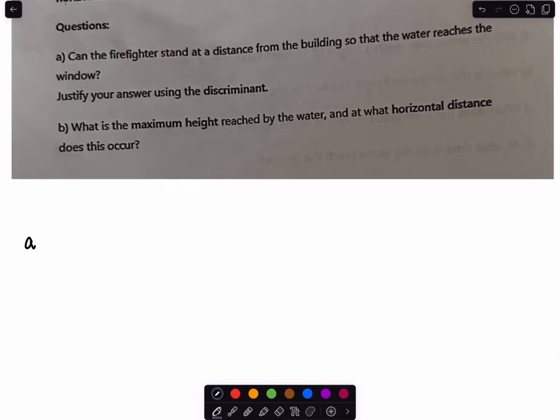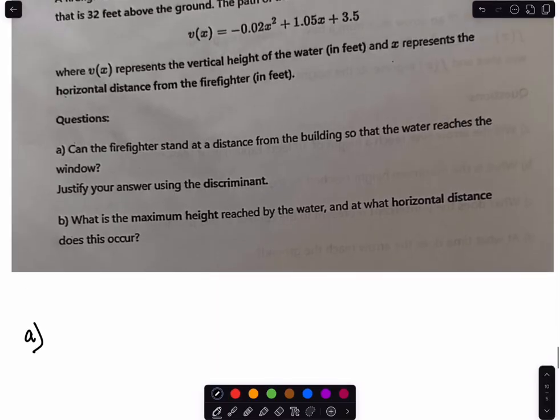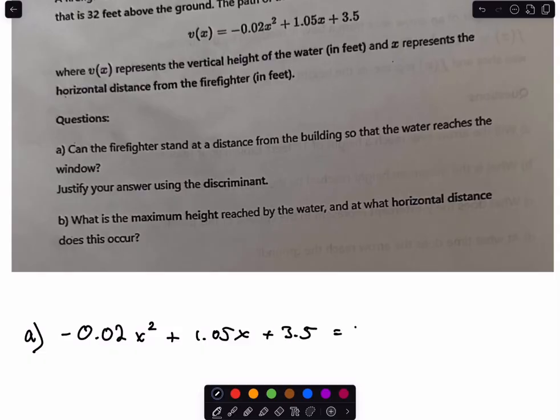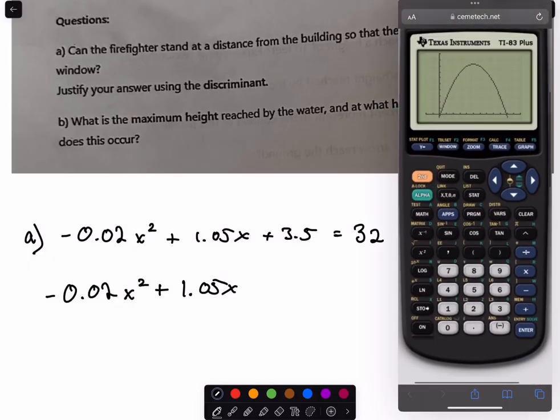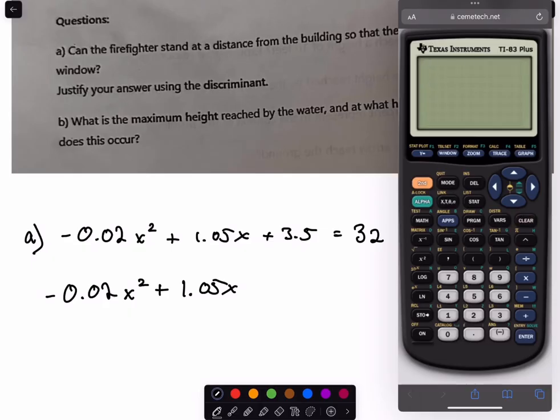Okay, so for part A, we have negative 0.02 x squared plus 1.05 x plus 3.5. We want to set it equal to 32 feet. So to solve this, we're going to set it to 0. Subtract the 32 from both sides. So we'll say 3.5 minus 32, negative 28.5.